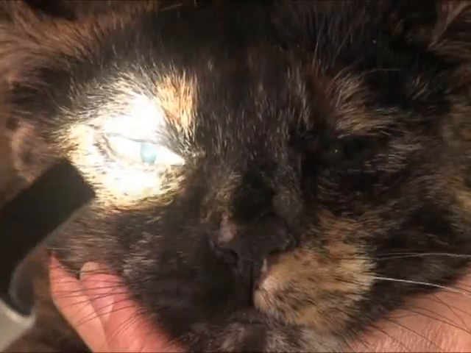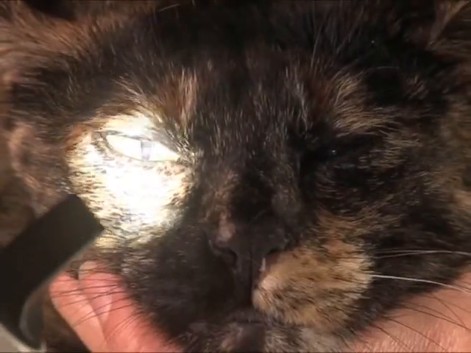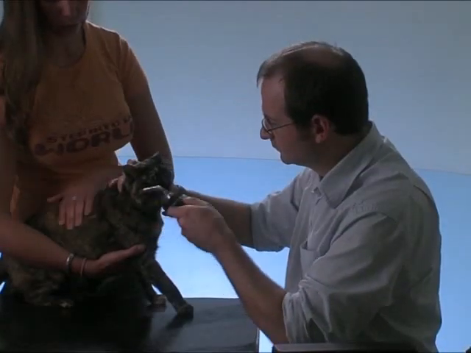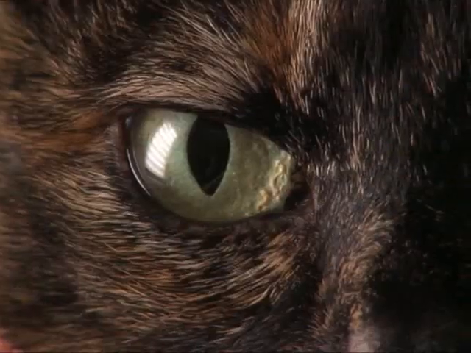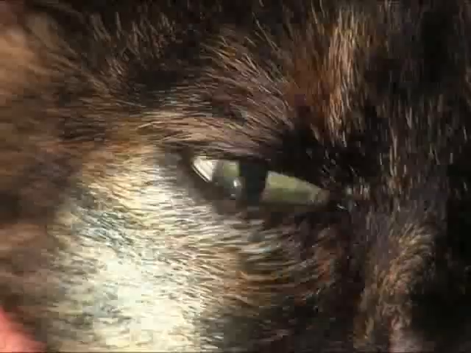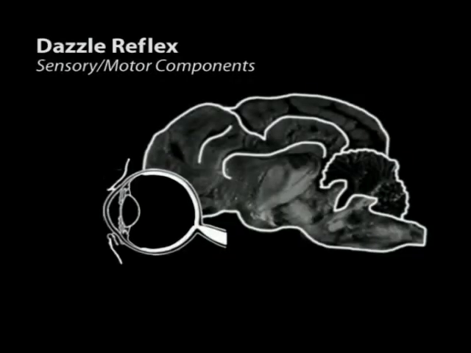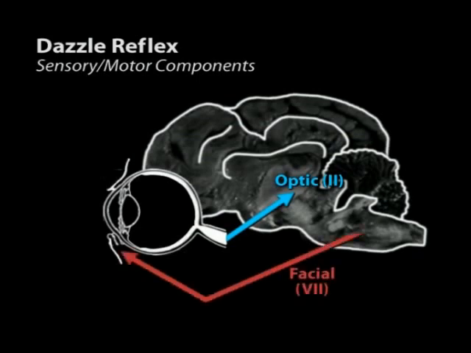The dazzle reflex is tested in a similar way to the pupillary light reflex. However, in this case, the normal response is a blink. The dazzle reflex has a similar afferent path to the pupillary light reflex, but the efferent component is the facial nerve, giving a different motor response.